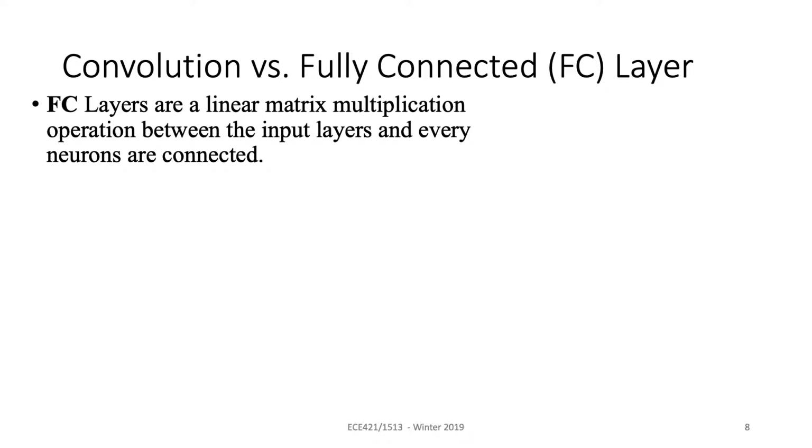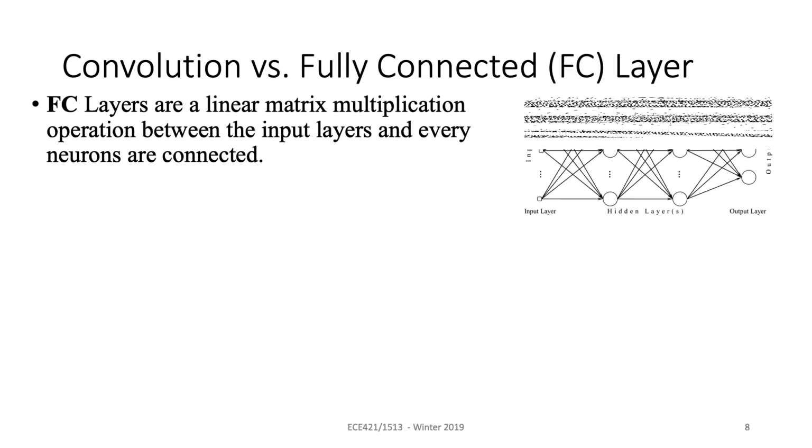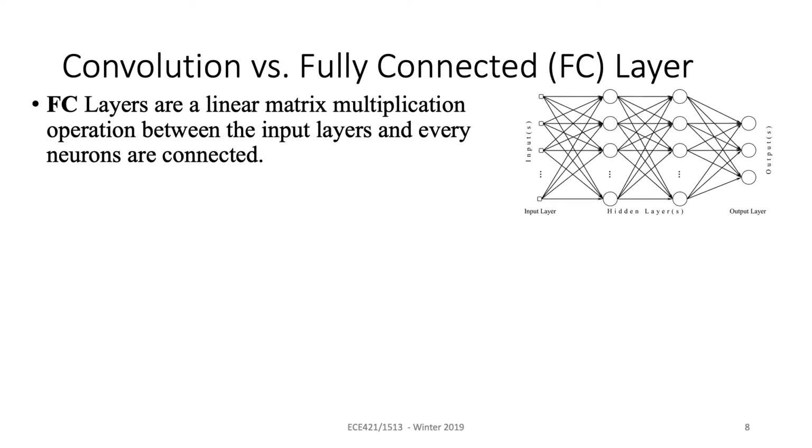All right, so let's see what the differences are between a fully connected layer, or FC layer, and a convolutional layer. For most of your neural network lectures, we've been talking about FC layers. FC layers are normally a linear matrix multiplication because all the neurons are fully connected to each other, from the previous layer to the next layer. Just like this. So that represents a fully connected layer.